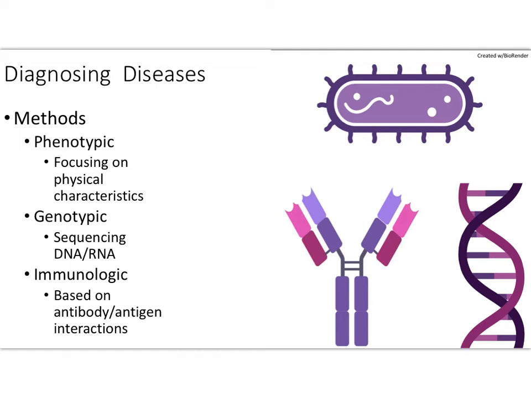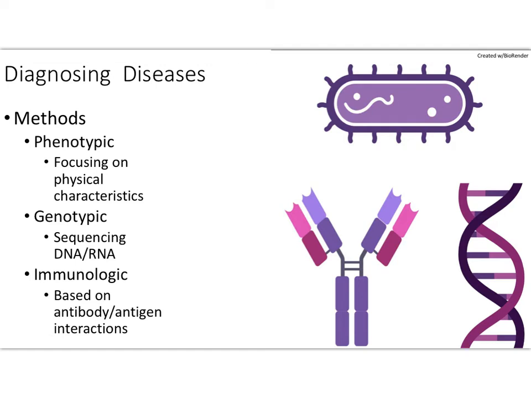Our next method is the genotypic method. In the genotypic method, we are looking at what type of DNA or RNA, or potentially both, that an organism has. We're often looking to see what the specific sequence of the A's, the G's, the C's, and the T's is, because every type of organism on the planet has its own unique sequence of these types of nucleotides.